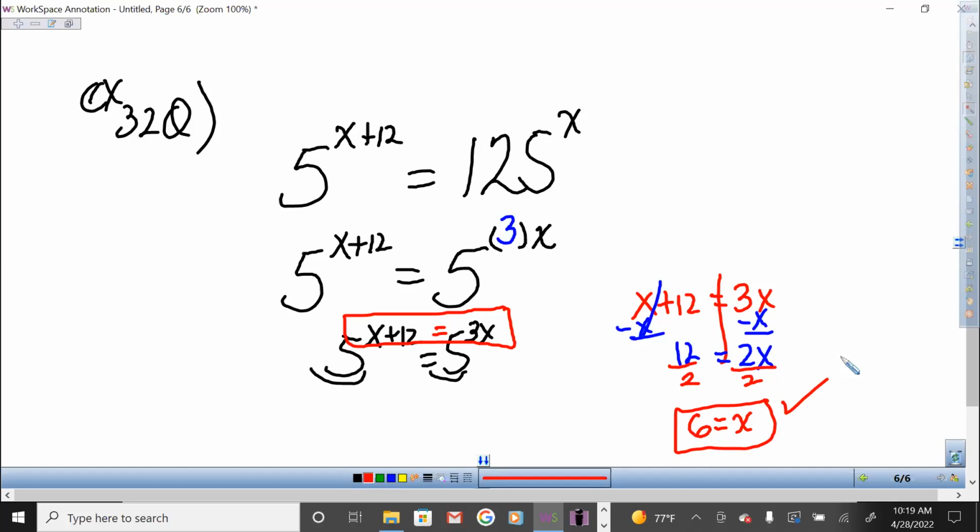With that said, go to your study guide. I want you to do number 32 by yourself. Let me go to the study guide.